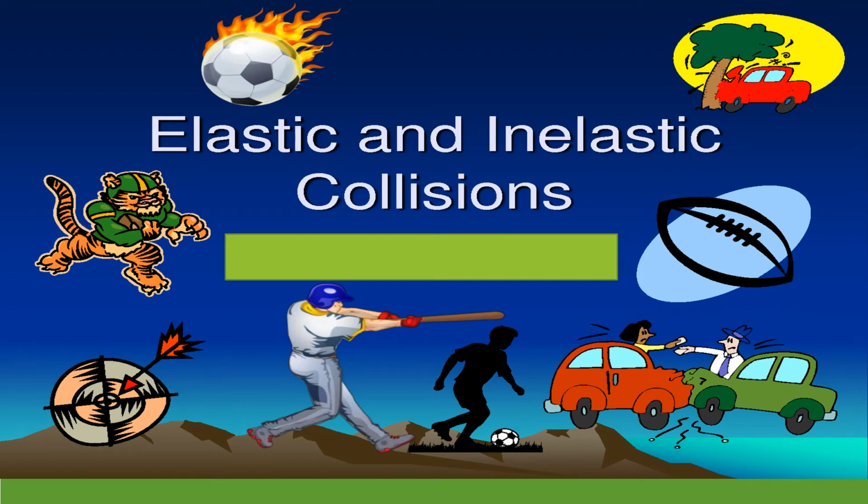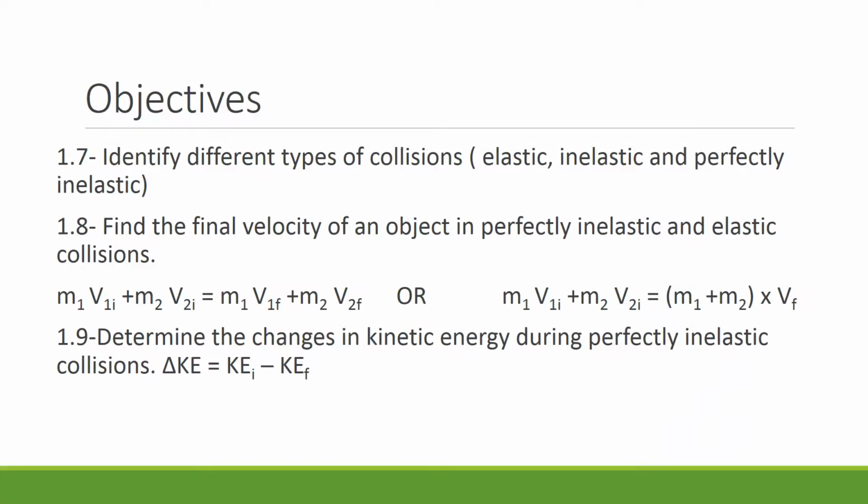Today we will talk about elastic and inelastic collisions. Our objectives today are to differentiate the different types of collisions. We have elastic collisions, where objects after collision are still separated, or inelastic collisions, where objects become one object. Then we have to find the final velocity of objects in perfectly inelastic collisions and perfectly elastic collisions.